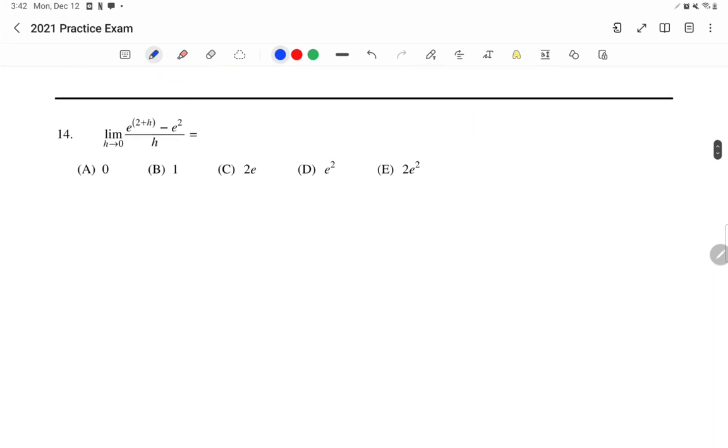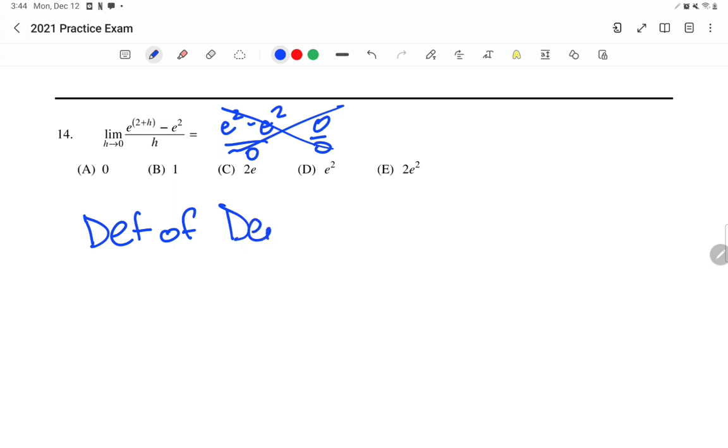All right, we have the limit as h approaches 0. So we have a limit question, and if you plug in 0 here, you are going to get e to the 2 minus e to the 2 over 0, which is 0 over 0, but this is not L'Hopital's rule. When you see these h's in here, you want to remember this is actually the definition of the derivative. You can't really do L'Hopital's here. You have to realize the definition of the derivative.